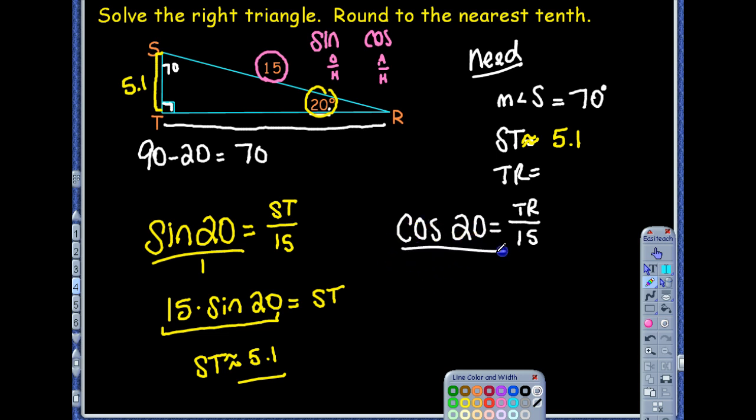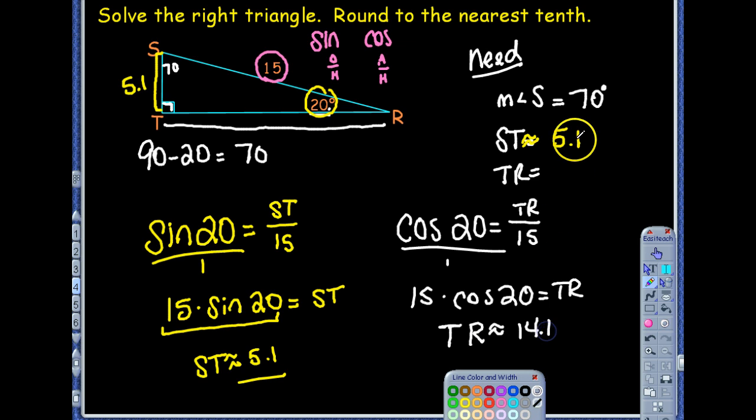So again, you could think about multiplying both sides by 15. You could think about cross-multiplying. But 15 times the cosine of 20 should be what our TR is equal to. And TR is about 14.1, which is less than 15 but greater than 5.1.